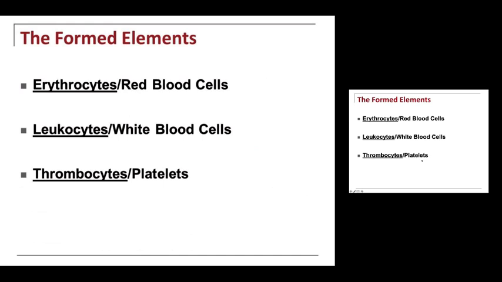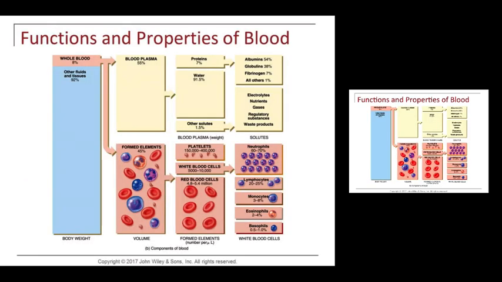The formed elements, again: red blood cells are erythrocytes, white blood cells are leukocytes, and platelets are thrombocytes. When we look at the breakdown of these, we can see that blood makes up about 8% of the body's weight. And of that 8%, we know that 55% of it is the plasma, and then the formed elements are 45%.